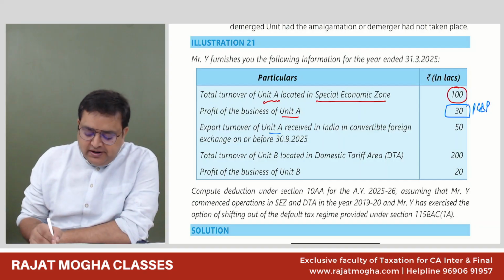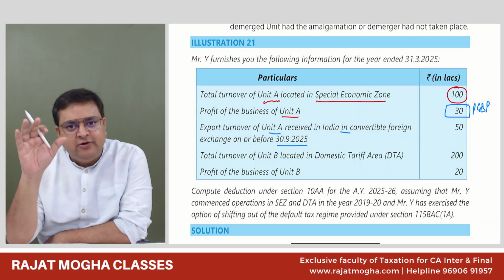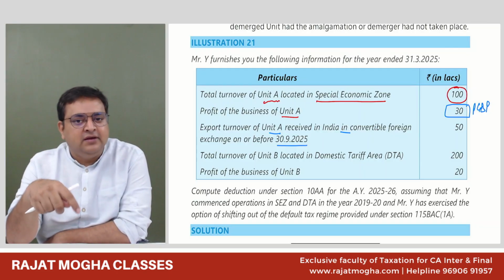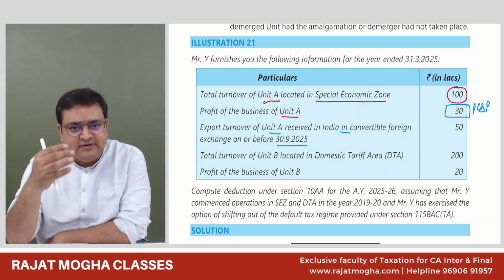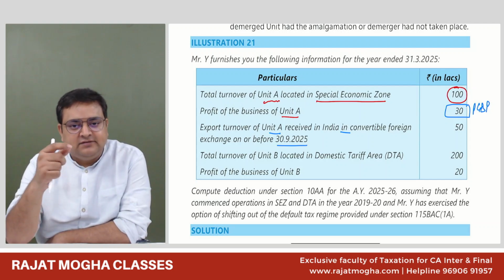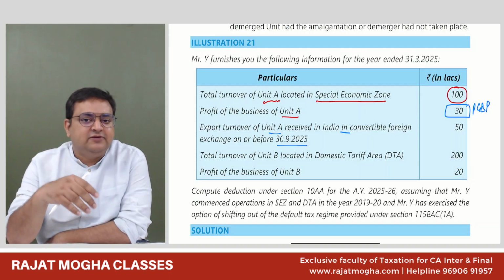Export turnover of unit A received in India in convertible foreign exchange before 30th September 2025. 10AA also says the same thing that I have told you in 80QQB. This export turnover must have been received if you want to give deduction of 10AA. It would have been received within 6 months from the end of the year.